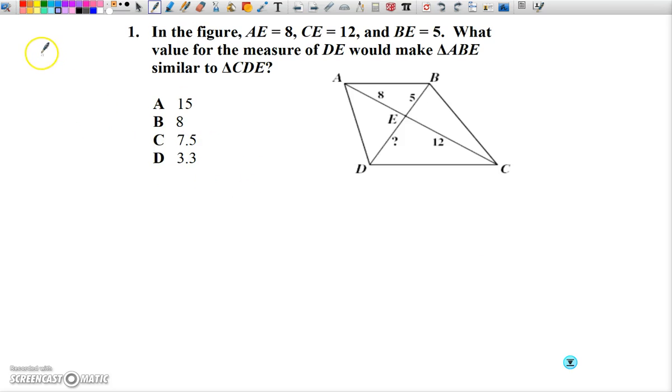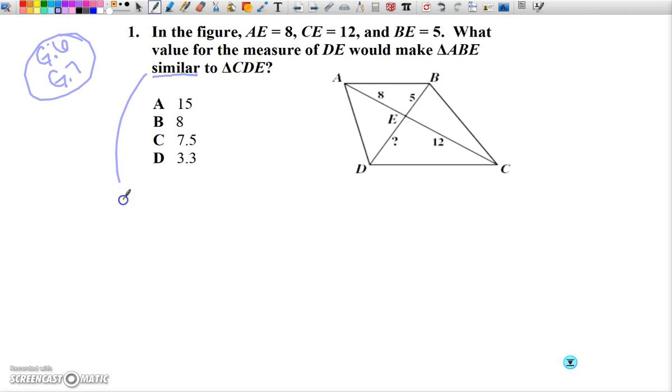Just for reference, this is from the G.6, G.7 sheet that I posted on Edmodo for you. So let's go ahead and get started. We have two triangles marked, and we want to know what would make them similar.